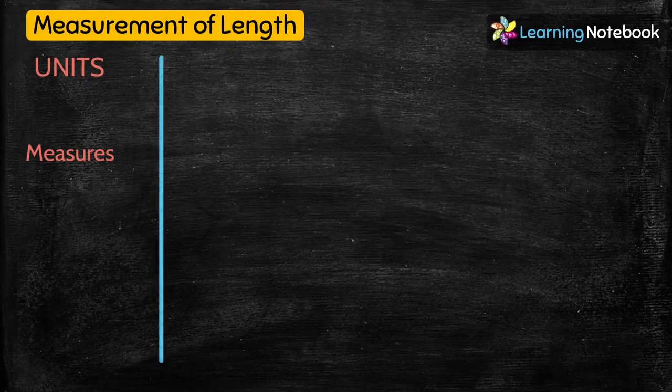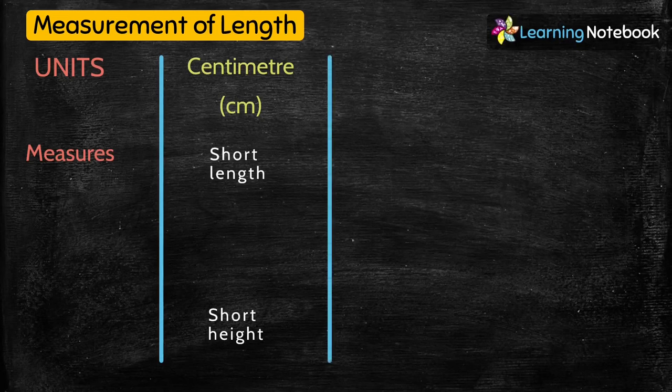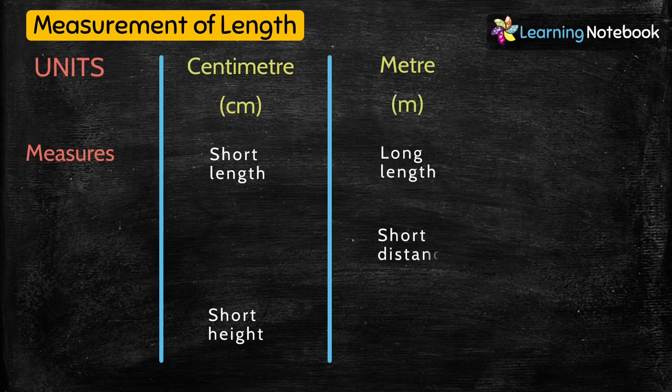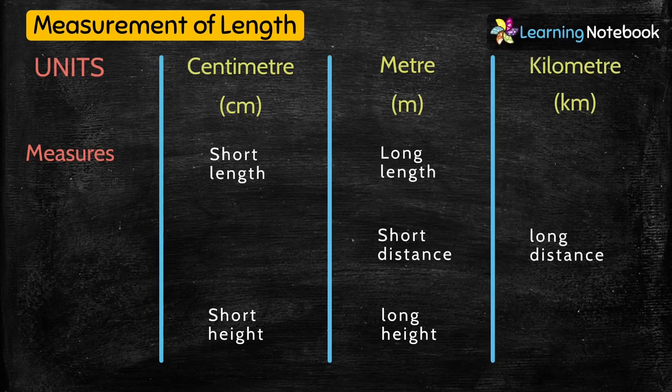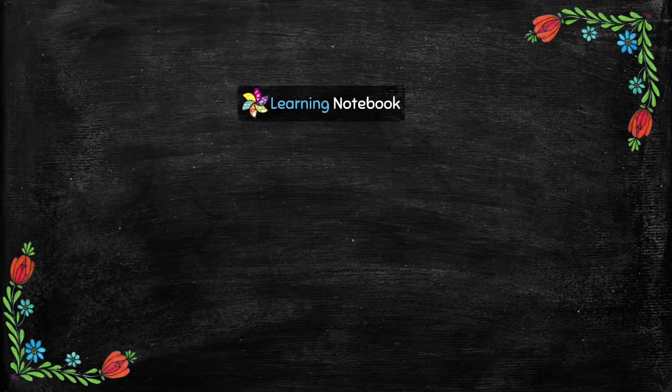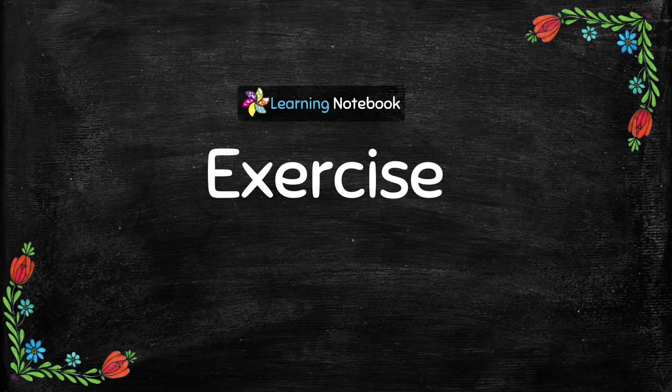Now let's summarize these three units. Centimeter is used to measure short length and short height. Meter is used to measure long length, short distance, and long height. And kilometer is used to measure long distance. Now let's do some questions.